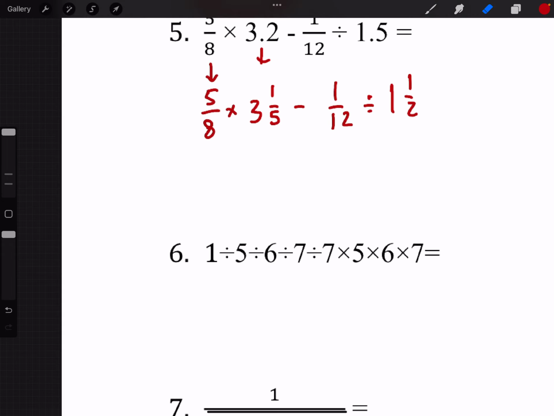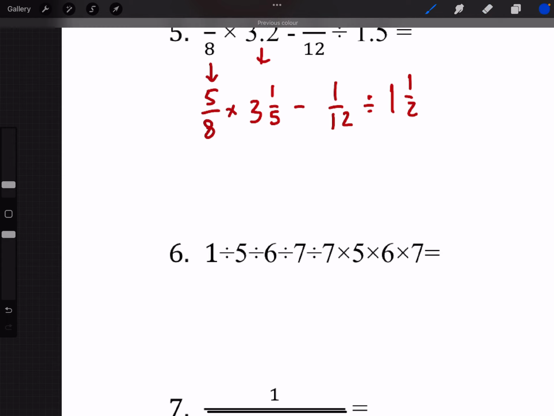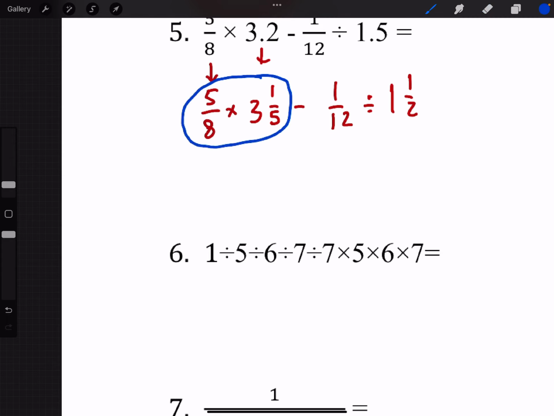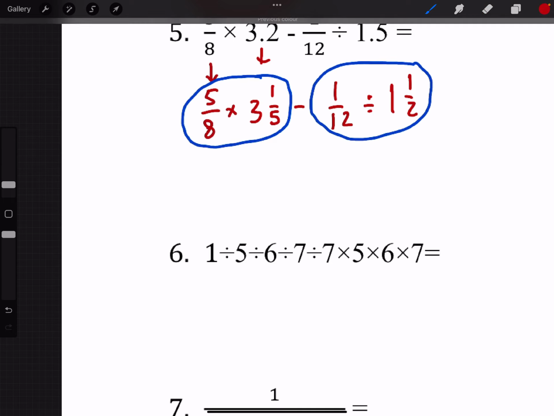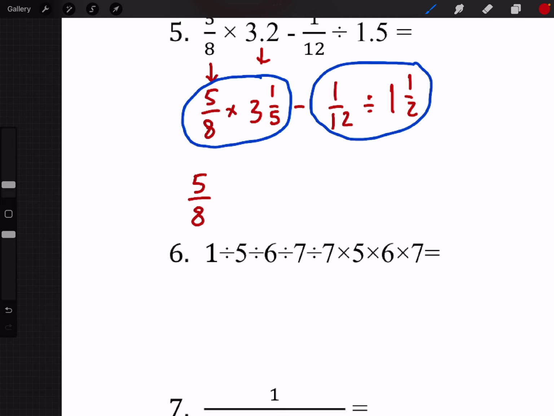All right, now we do bottom mass. So we've got to do the multiply first, and then we do the divide. They have to be done first before we do subtraction. So let's do multiply. You've got 5 over 8. You can't multiply in this manner, so you have to change the 3 and 1/5 into an improper fraction, which is 16 over 5. Let's do this one separately as well. This is 1 over 12 divided by 1.5. Change it into an improper fraction because we can't divide like that, so this would be 3 over 2.